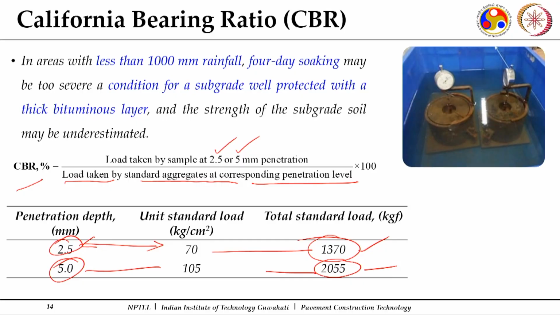Now, soaked CBR may not always be required, because there may be certain regions where rainfall is very less. There, if we work out soaked CBR, we are underestimating the soil subgrade strength. So, in those cases we may go for unsoaked CBR determination also, but otherwise for other cases we will go for soaked. It says in areas with less than 1000 mm rainfall, 4-day soaking may be too severe a condition, because then if the subgrade strength you are considering is quite low, the crust has to be increased.